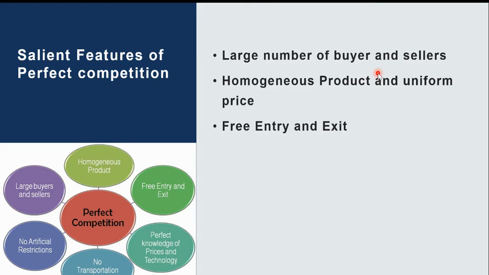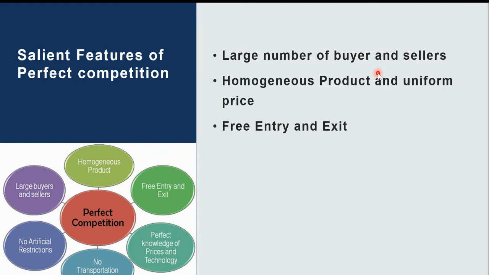Next one, free entry and exit. What do you mean by this? Anybody can come into this business and anybody can leave this business. In the short run, it is possible for a very efficient producer producing the product at very low cost to earn super normal profit. So in this perfect competition, if the entrepreneur or the producer is very, very efficient, he can produce the products at a very low cost and he can earn a super normal profit.